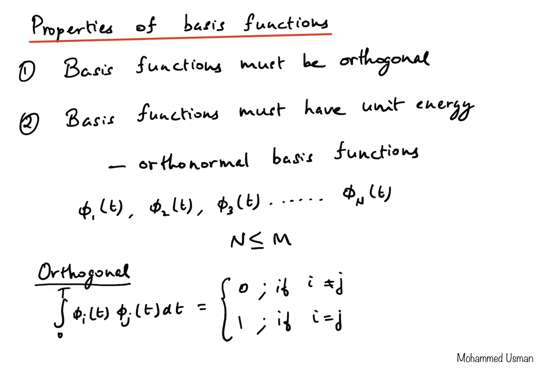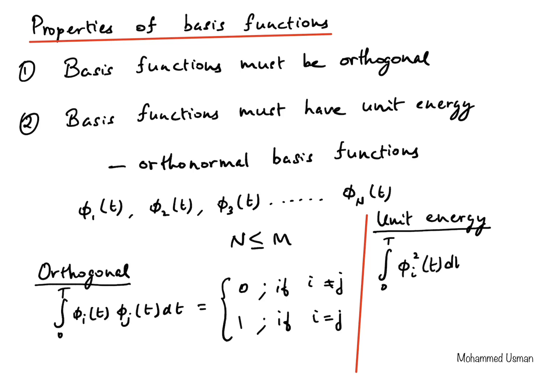And similarly for unit energy, what we write is, let me write that here, I'll keep it on the same page. Unit energy happens when i is equal to j. So that means the integral from 0 to T of phi i of t into phi i of t, when i is equal to j, becomes phi i square of t dt, which is equal to 1, and that's exactly what we have here.